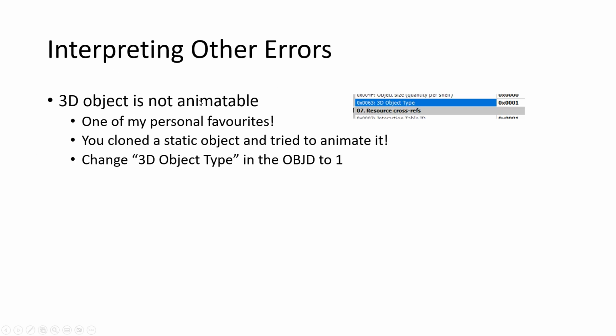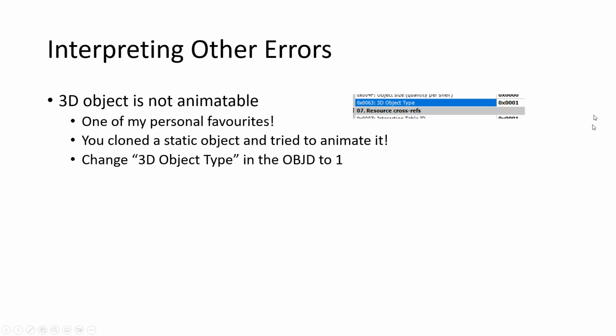A few other errors that crop up from time to time. 3D object is not animatable. It's one of my personal favourites, because when I first came across it, I was like, what on earth does that mean? Even when you go and read the error message on MTS, it's like, what on earth does that mean? What it means is that you cloned a static object, a vase. You then tried to run an animation on it. You tried to kick it over, because you imported all of the Flamingo animations to try and kick it over. And it will go, this object is not animatable.